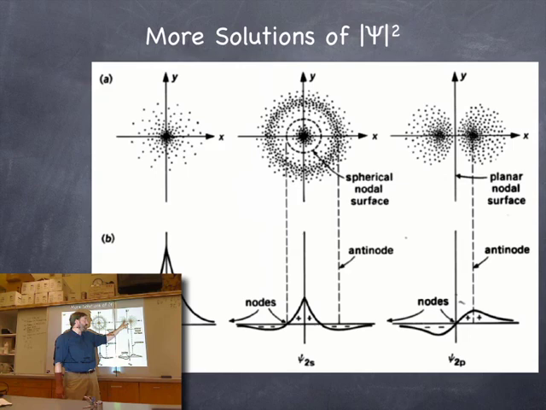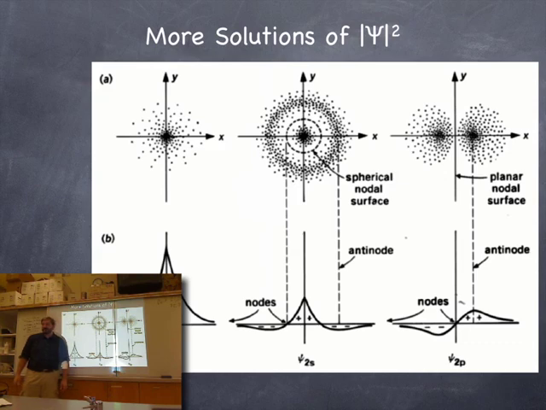Now, when I look at this, I say, okay, that has a double lobe sort of shape on the x-axis. Well, why is it on the x-axis? Why not on the y-axis or the z-axis? Why does it have to be like that? And the answer is, it doesn't, because it's actually what we call a degenerate orbital.